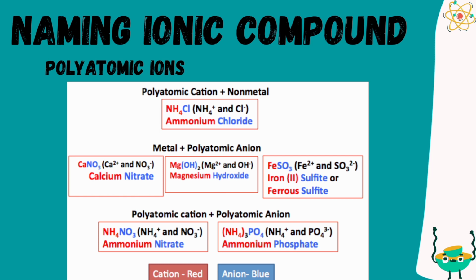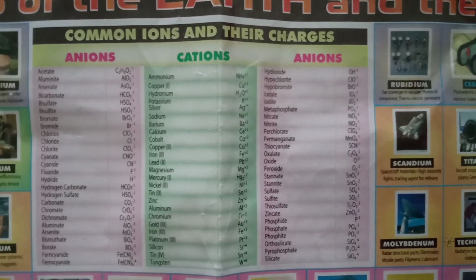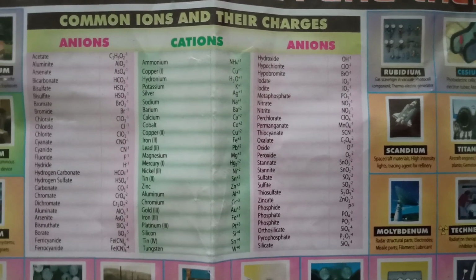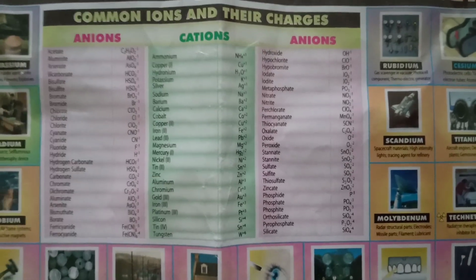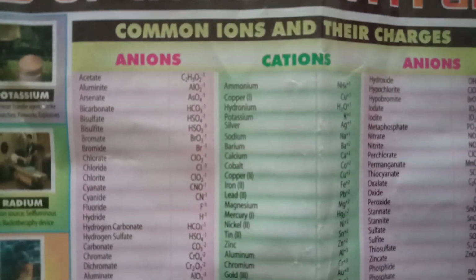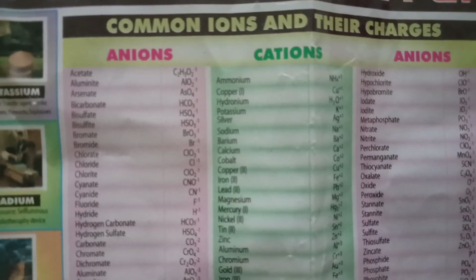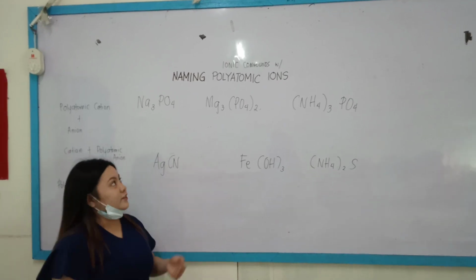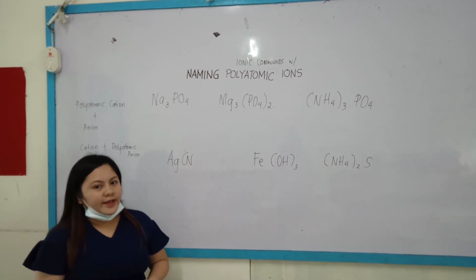Next that we have is naming ionic compounds with polyatomic ions. So these are the examples of how to name polyatomic ions. Okay, on the periodic table, we can see the polyatomic ions. So we have here the cations and then anions, and from there, we could be able to know their names. So example, we have here acetate. So, the formula for acetate is C2H3O2. Okay, let's determine the name of the following compounds with polyatomic ions.